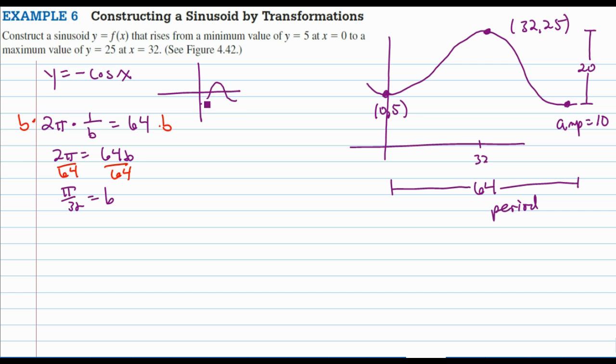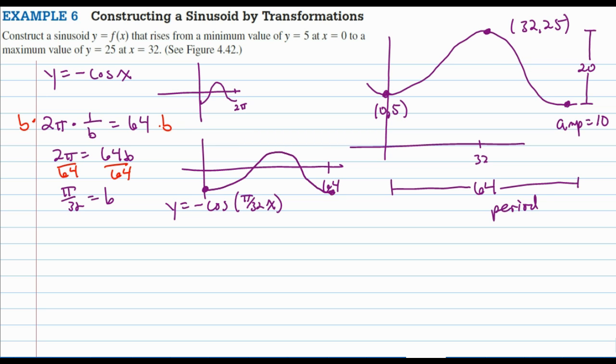So now, instead of this curve stretching from 0 to 2 pi, it's going to stretch from 0 all the way out to 64. It's going to cover one whole period. And that's going to be y equals, we're still going to leave the negative and the cosine there, of pi over 32x. So we've changed the period. Now it's got a whole big stretchy thing going on, but it's still not in the right place.